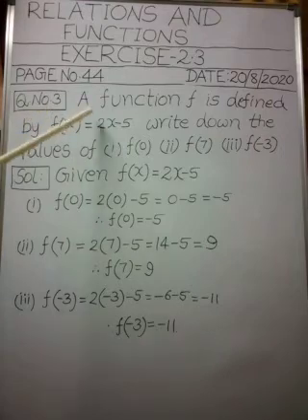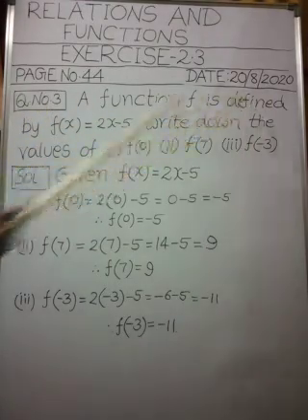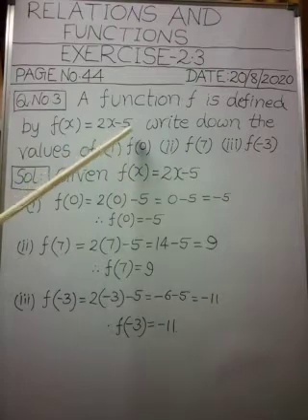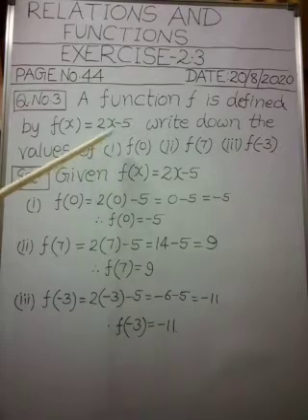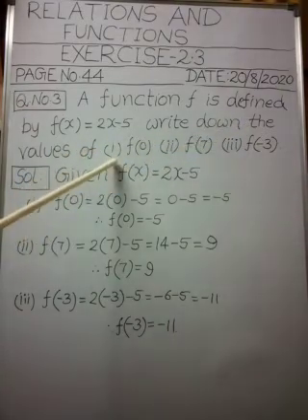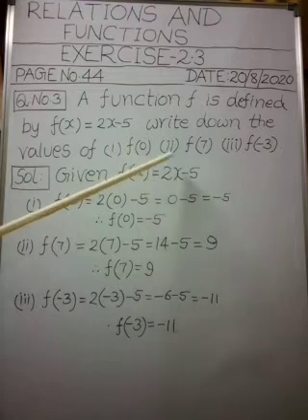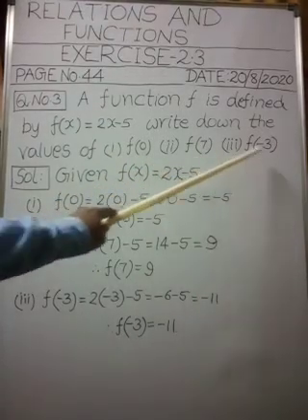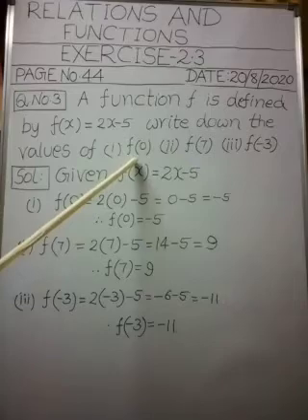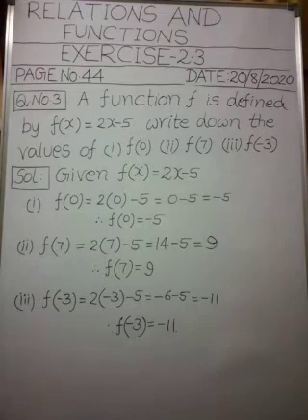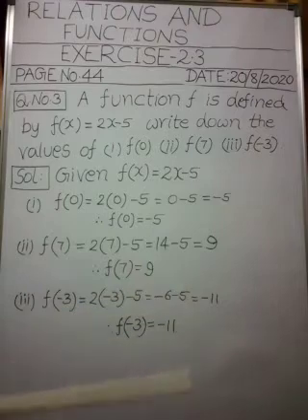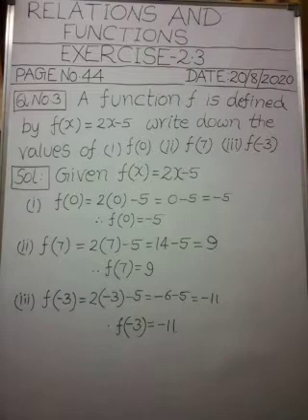Right. So a function f is defined by f of x is equal to 2x minus 5. Write down the values of first part f of 0, second part f of 7, third part f of minus 3. Three parts are there. So let us find one by one. Understood this question, my dear children? Just substitution. If you have substitution skills, it is the easiest question.